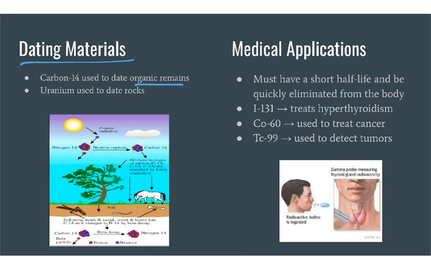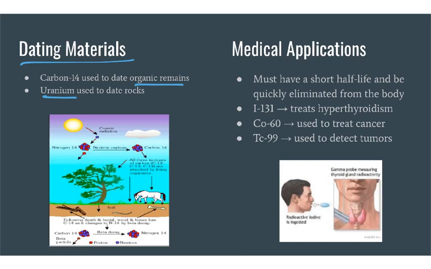Everybody has carbon 12 and carbon 14 in them, but that carbon 14 stops being replenished when something dies. So it starts to decay, and we know the half-life, which we'll talk about later, so we can figure out roughly how old something is based on the amount of carbon 14 that remains. And we can do the same thing with uranium with rocks. So we use carbon 14 to date organic remains, and we use uranium to date rocks. That's how geologists are able to say, oh, this volcanic rock is X number of years old.